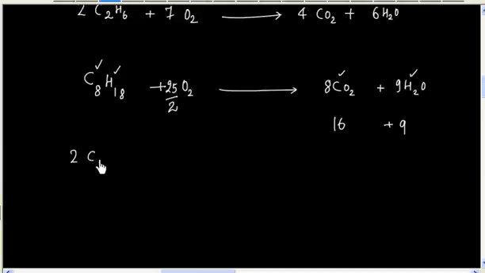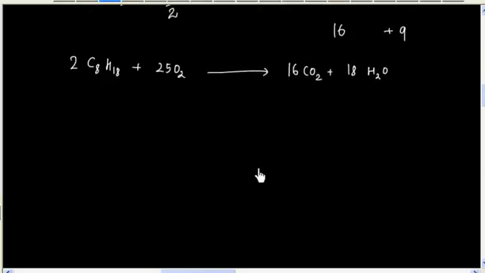So we will have 2C8H18 plus 25O2. This will give 16CO2 plus 18H2O. So this is the balanced equation. So whenever you have hydrocarbon, you have to follow first carbon, then hydrogen, and then oxygen.